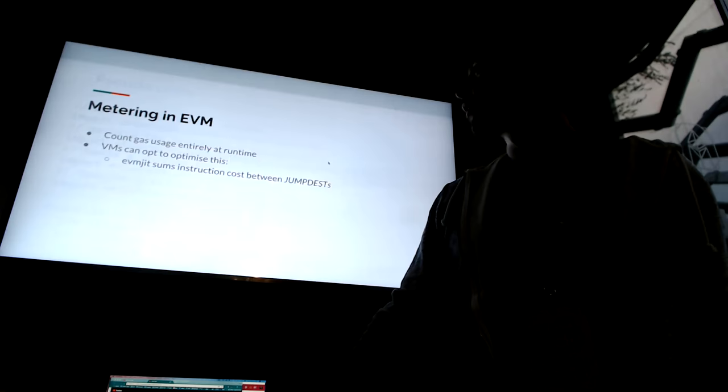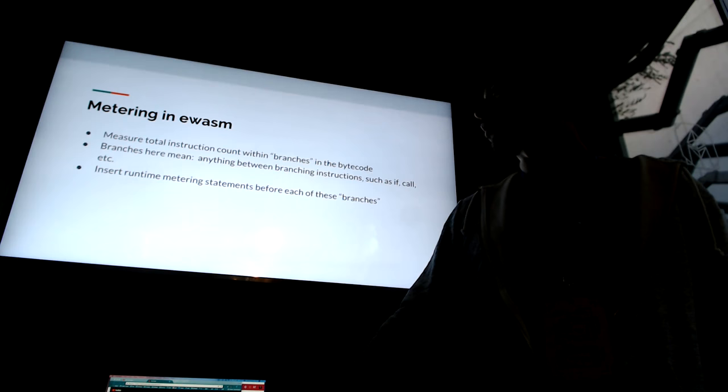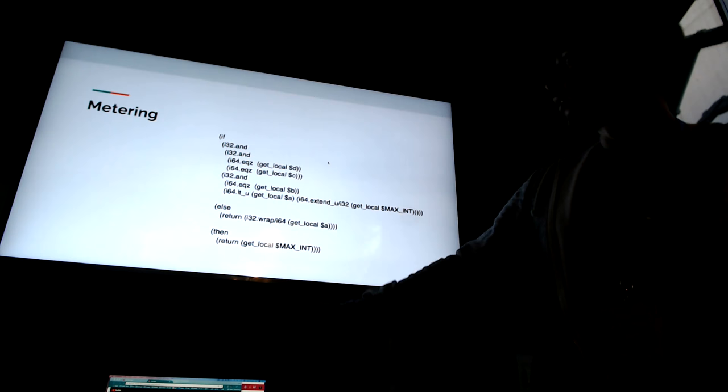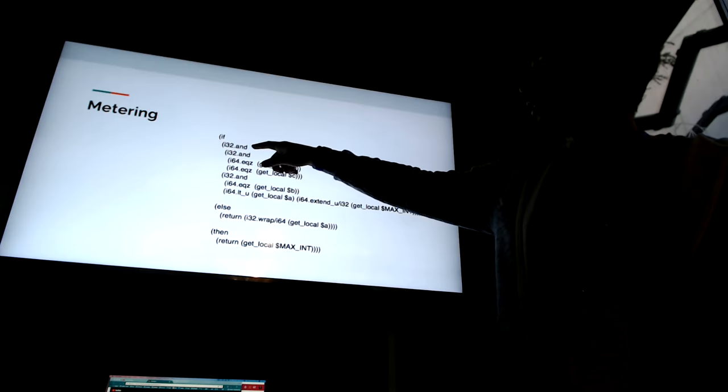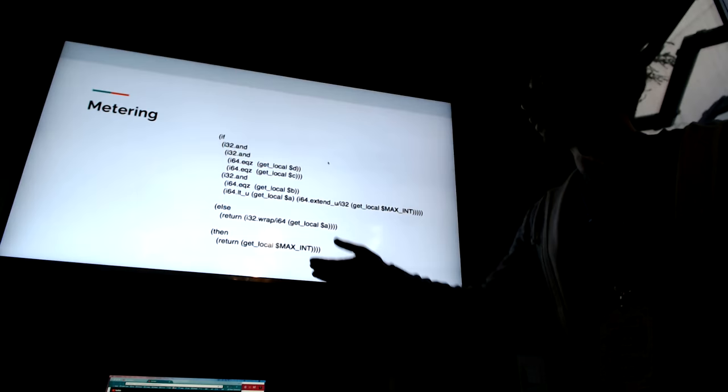So in EVM currently, we have to do everything at runtime, and we should change that. Yeah, this probably is a bit too technical, but the idea here is how much that costs. The next one, et cetera. And you do this at runtime and you compare that with what you have left.